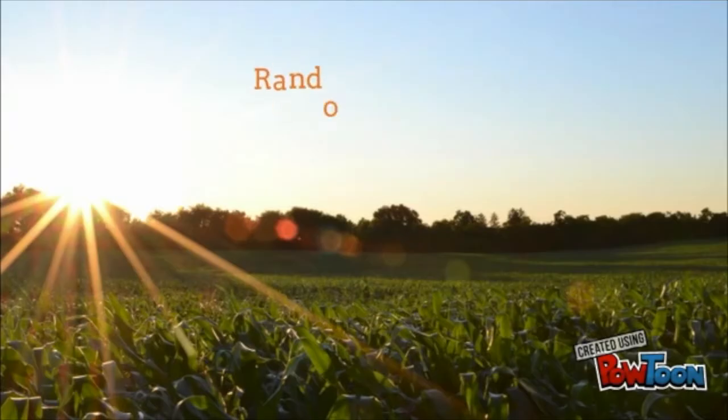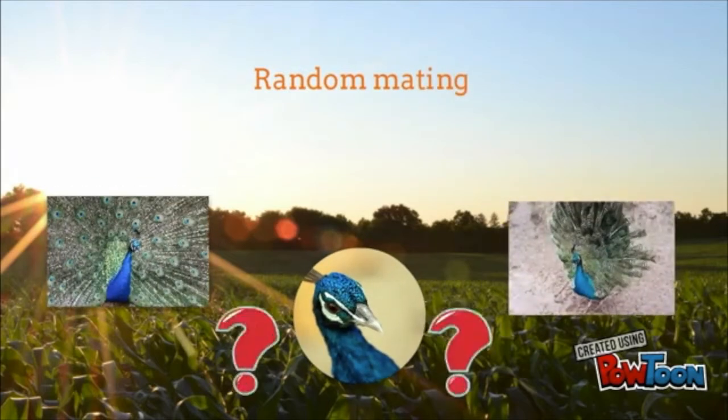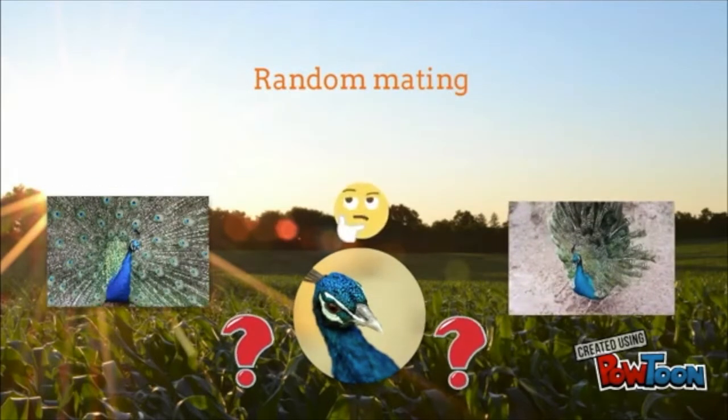The second condition is random mating. A member of the population can't choose who it wants to mate with based off of certain traits it's looking for.